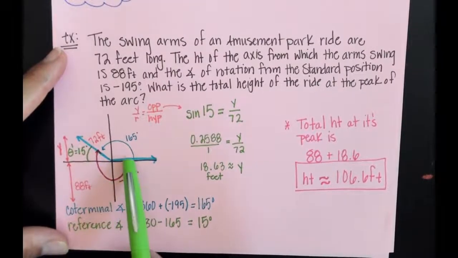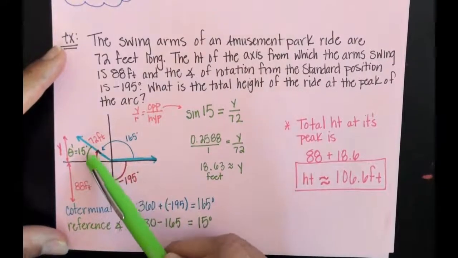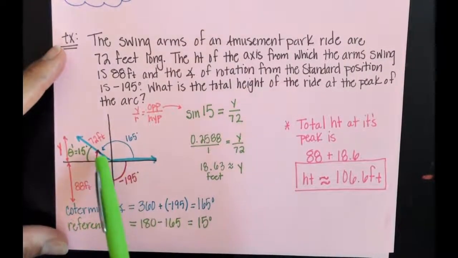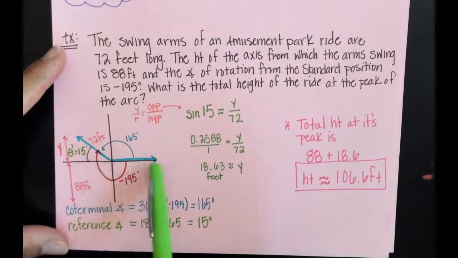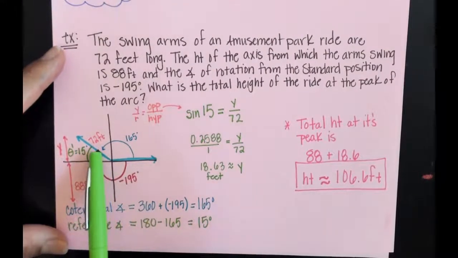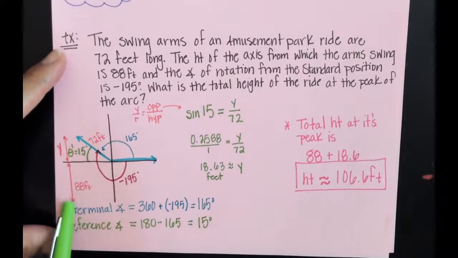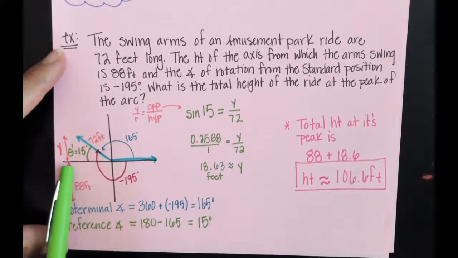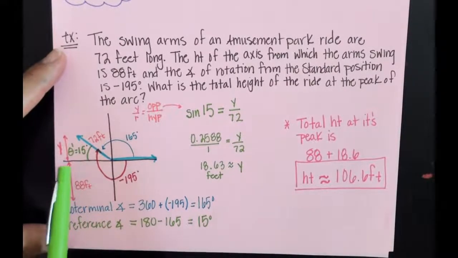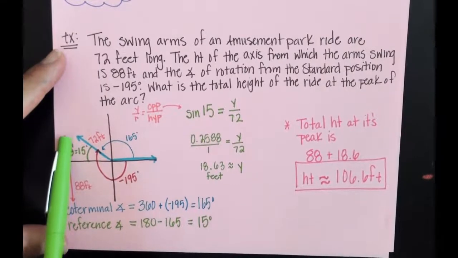So we know that it's going to have this pendulum swing, and it's going to go up to negative 195. So as it swings back and forth, it's going to reach up here. So we want to know what the total height of this ride is going to be when it hits that point. So that's 88 feet up from the ground, and then that swing is going to carry us up just a little bit higher at y.